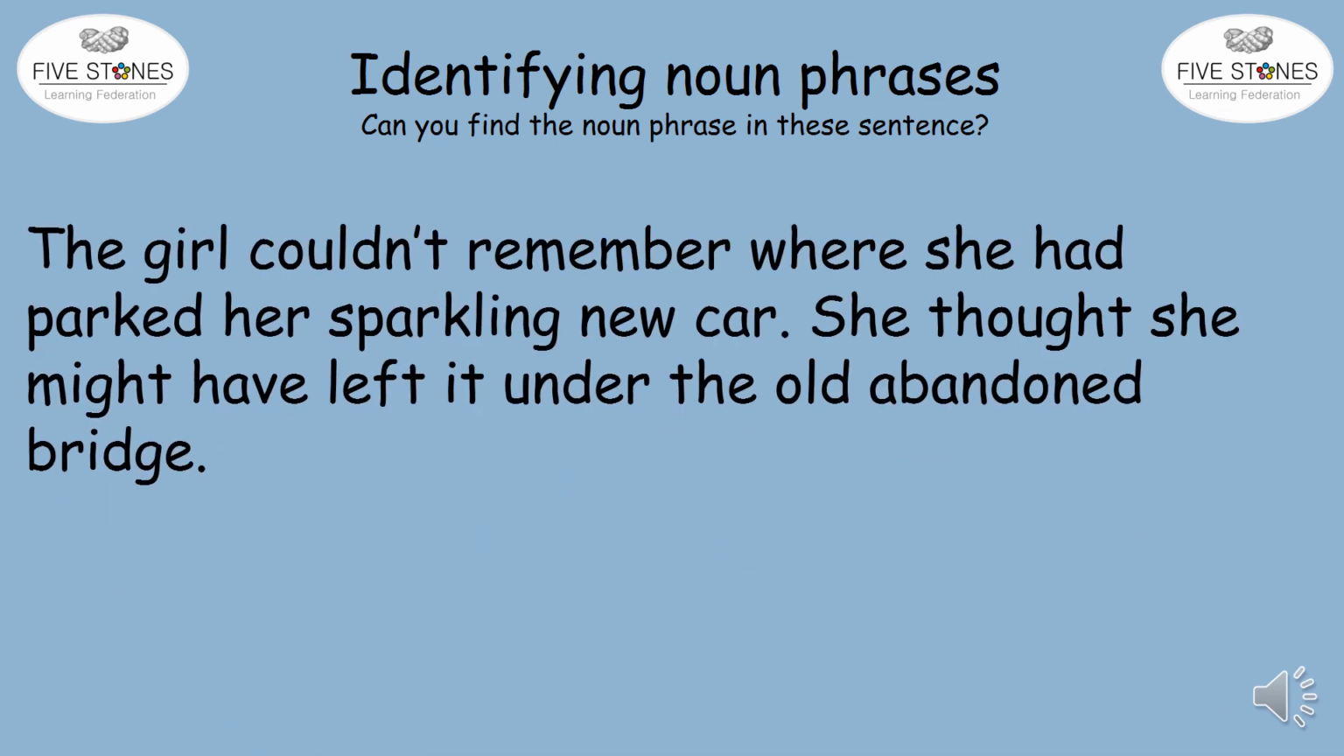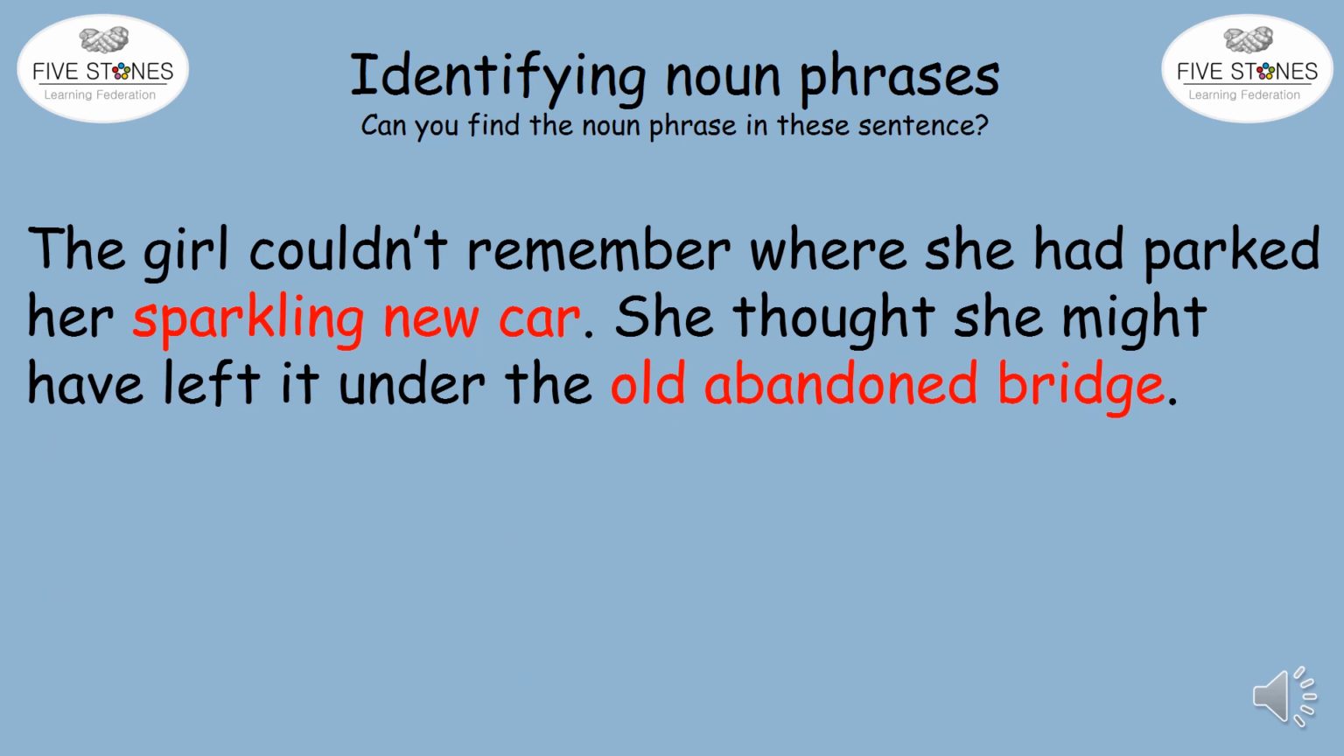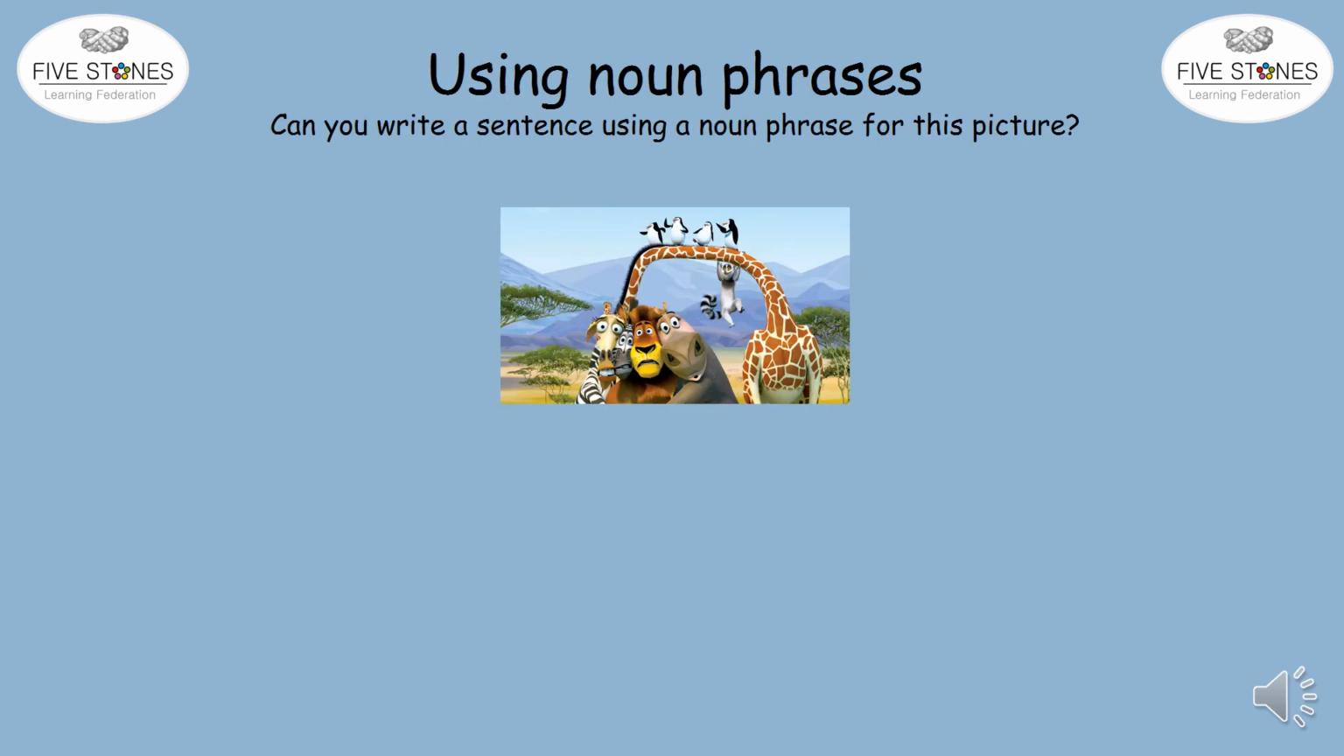See whether we can do another one now. The girl couldn't remember where she had parked her sparkling new car. She thought she might have left it under the old abandoned bridge. So there's more than one noun phrase in this pair of sentences now. See whether you can find them both. Let's see whether you're right. Okay, so sparkling new car, because that describes the car, and then old abandoned bridge describes the bridge, so they would be our pair of noun phrases in this sentence. Okay, so well done if you got those.